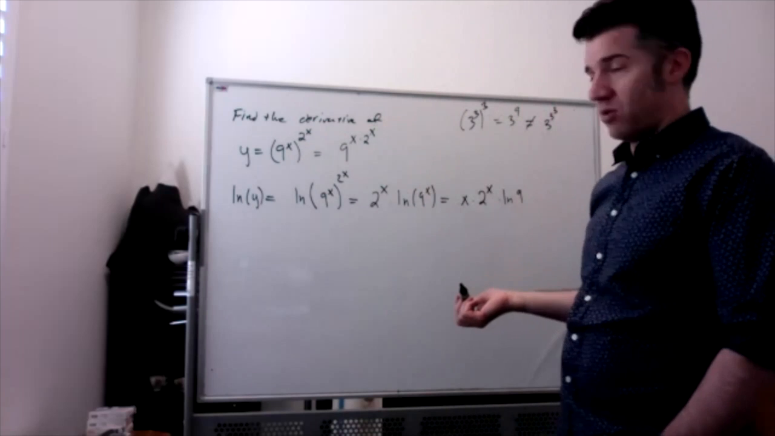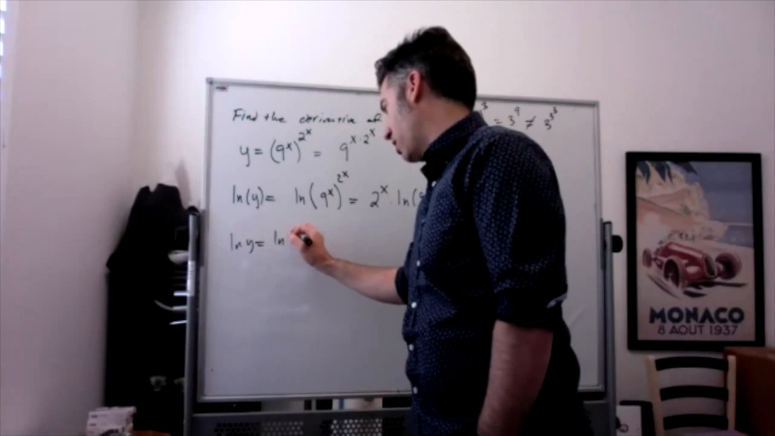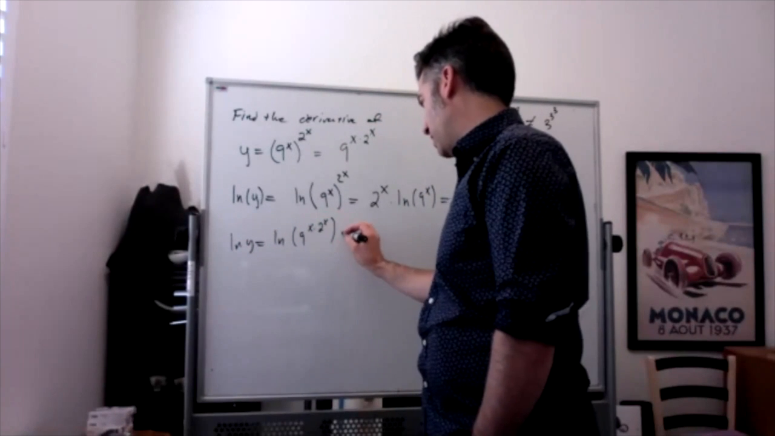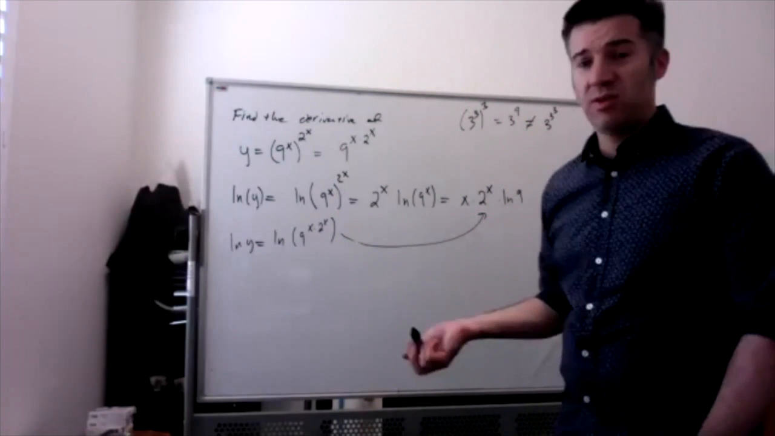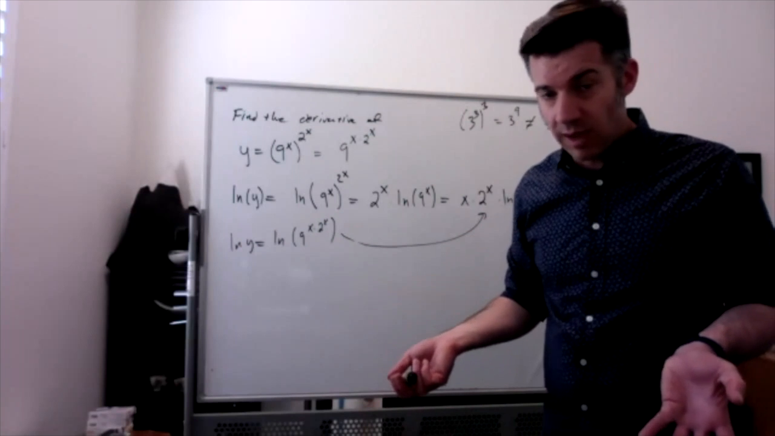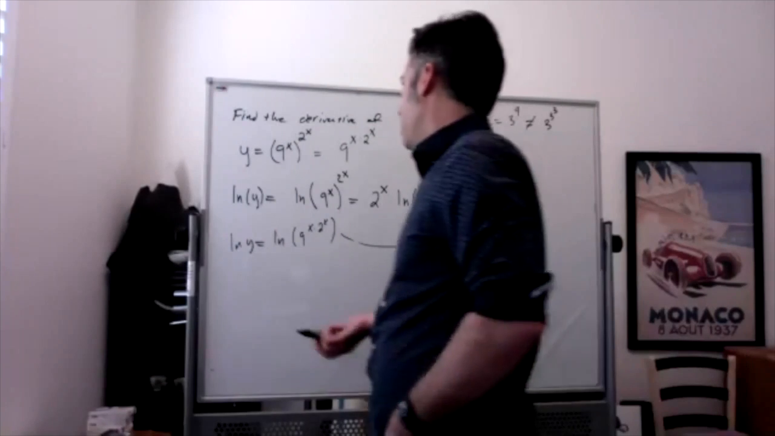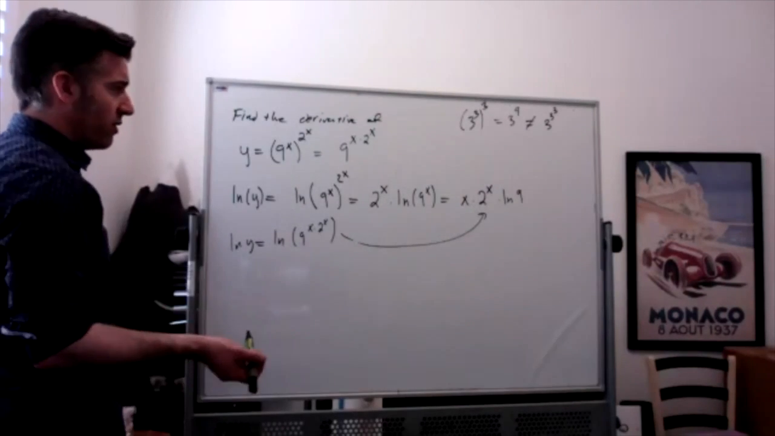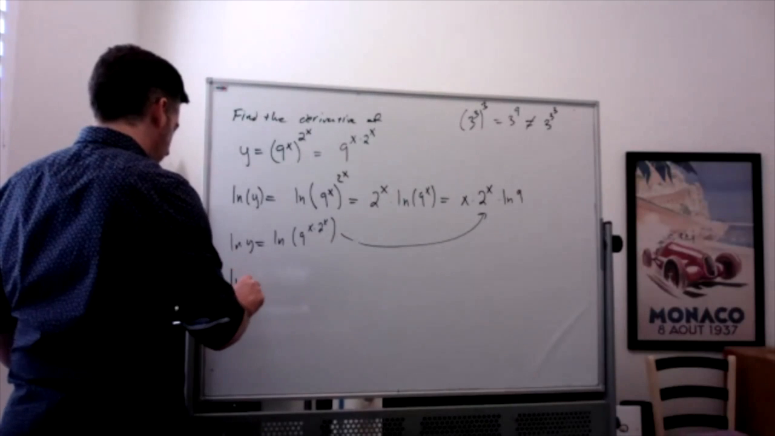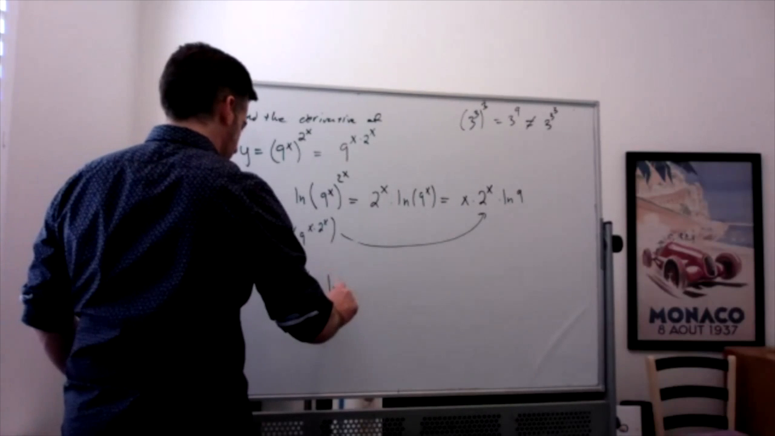And so then when you take the natural log of both sides, you get the natural log of y equal to the natural log of 9 to the x times 2 to the x, which totally gets us to x times 2 to the x times natural log of 9. So either way is correct. I mean, really, it's the same work, just a different way of thinking about it. So here's what we've got. We've got the natural log of y equal to x times 2 to the x times the natural log of 9.